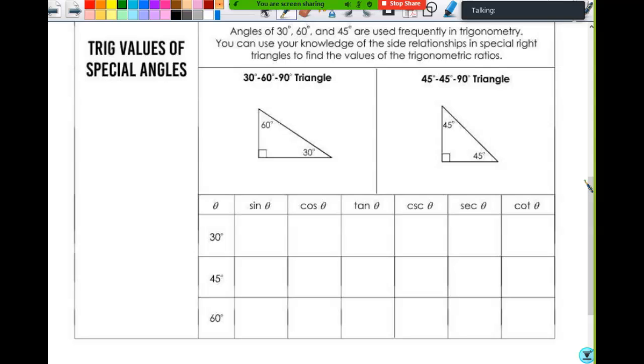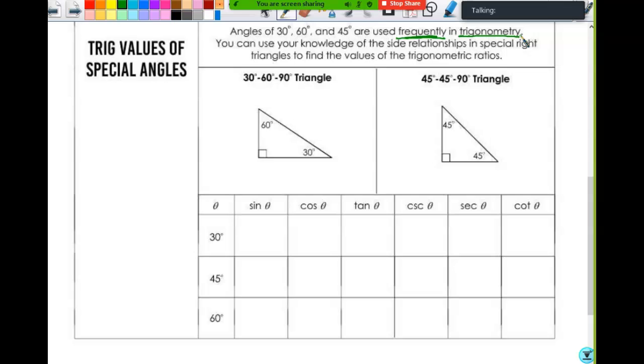All right, so this says angles of 30, 60, and 45 are used frequently in trigonometry, and that is pretty much an understatement, a lot. You got to know them. And not just in trig, but in pre-calc, calculus, your higher maths and sciences for sure. So we're going to use our knowledge of the side relationships and special right triangles to find the values of the trig ratios.